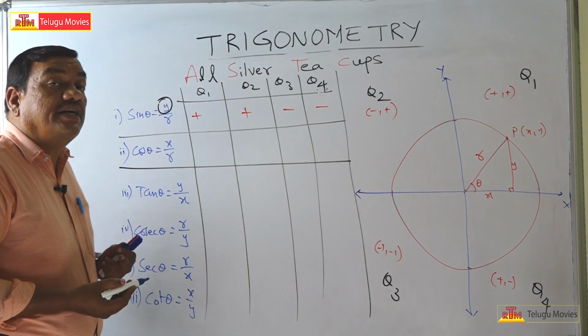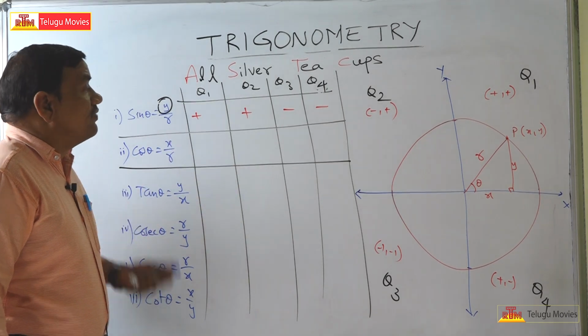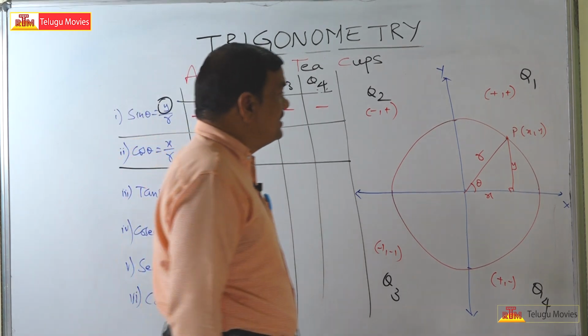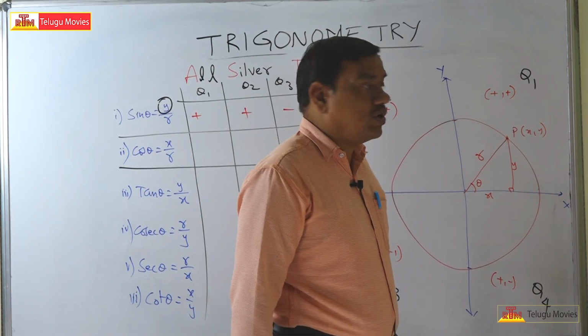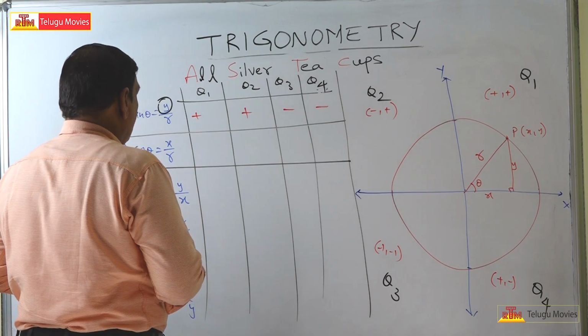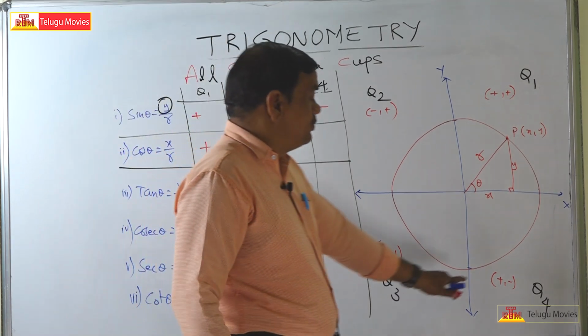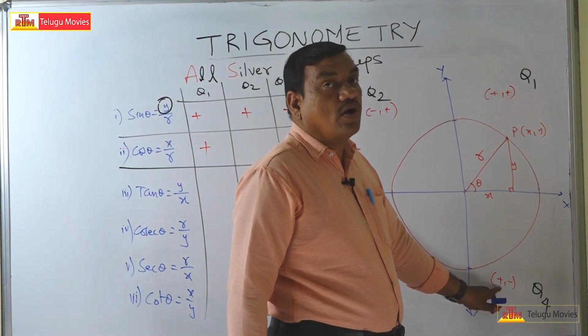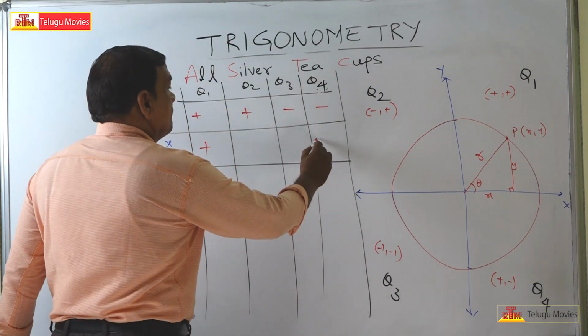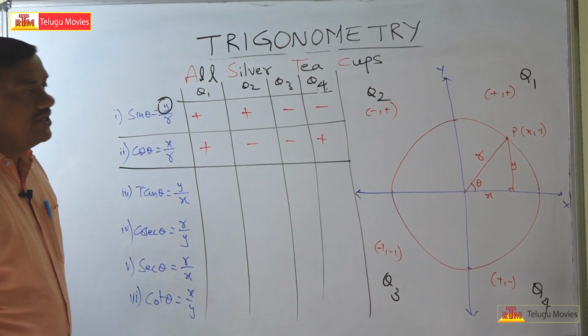Cos theta: its negativity or positivity depends upon the x value, not on the r value. Where is x positive? X is positive in the first quadrant, no doubt. Next, in the fourth quadrant it is also positive. The remaining are negative: in the second and third quadrants it is negative.